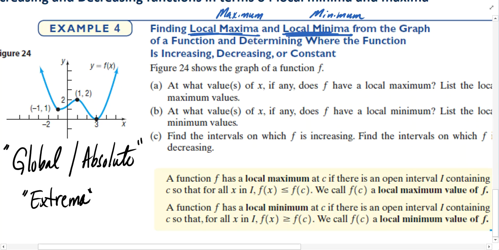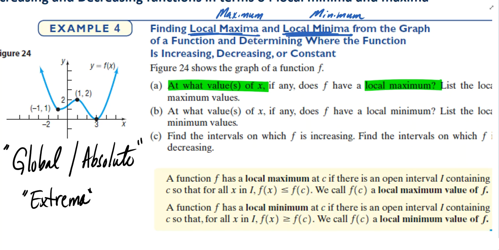So in this particular example, we're being asked, at what values of x does the function have a local maximum? So where is there a high spot on this graph? And right here is a local maximum.